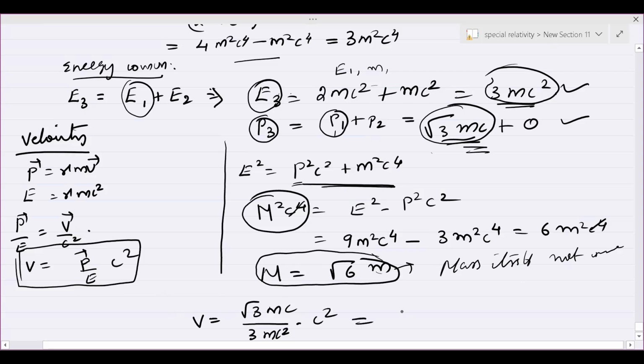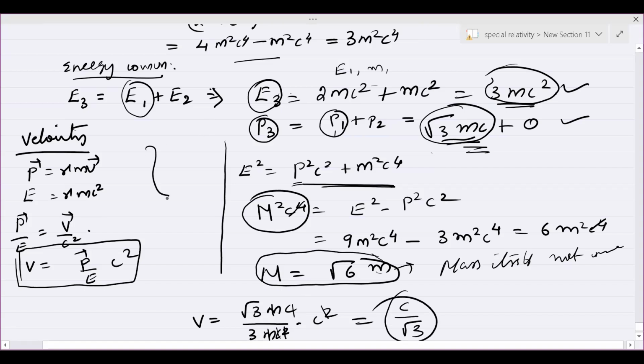So this is equal to, what do you see? The m gets cancelled. There's a c here, and that c gets cancelled with this. So finally, you see that root 3 by 3 is 1 by root 3. So the final answer is c by root 3. That's the velocity of the outgoing particle.